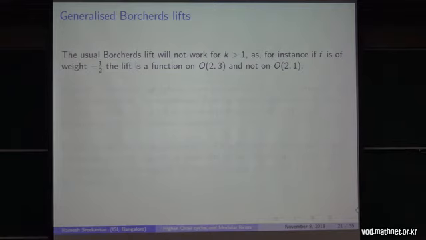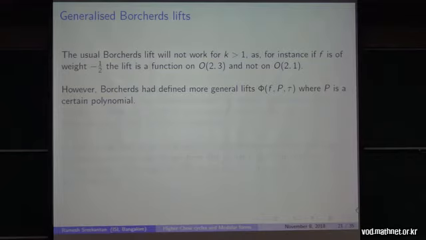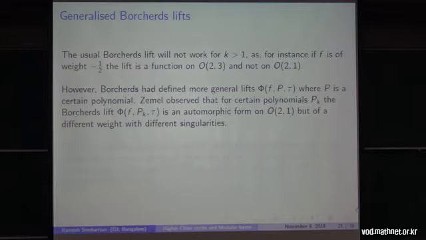But Borcherds had defined more general lifts than just taking an F. He had defined a lift which we'll denote by phi F P tau, where P is a certain polynomial. Again, I'm skipping over a huge theory here, but he had defined certain theta functions, and this is what they call a theta lift, which depended on this P. When you apply the theta lift to that, you get a certain automorphic form on a certain group. And what Zemel observed is that for certain polynomials P_k, the Borcherds lift phi P_k is an automorphic form.